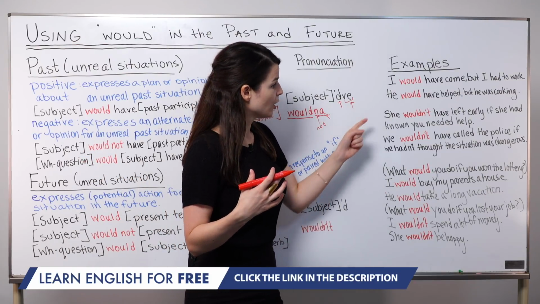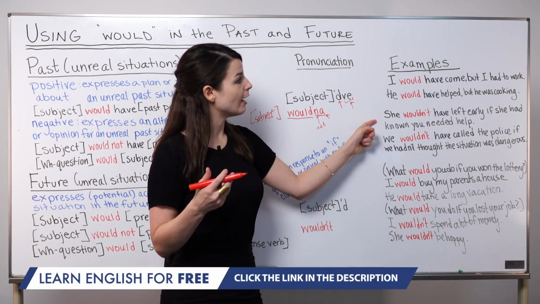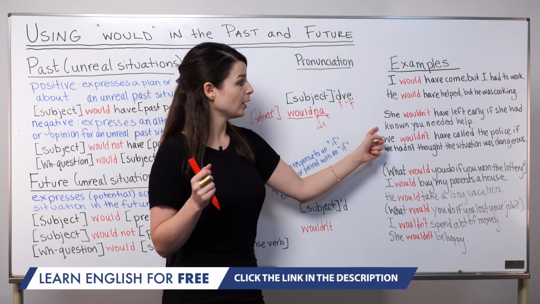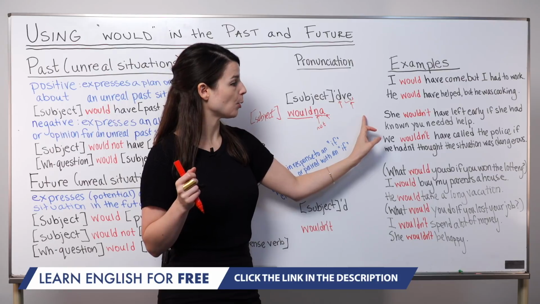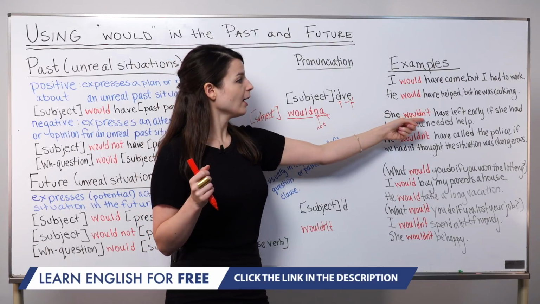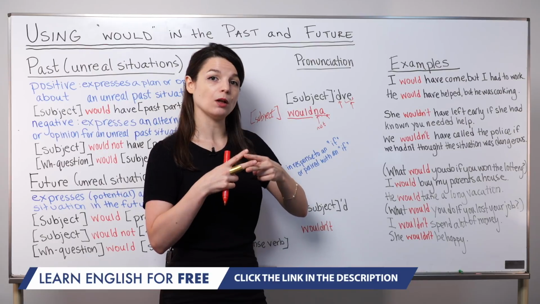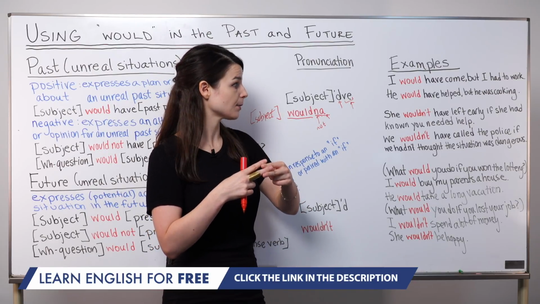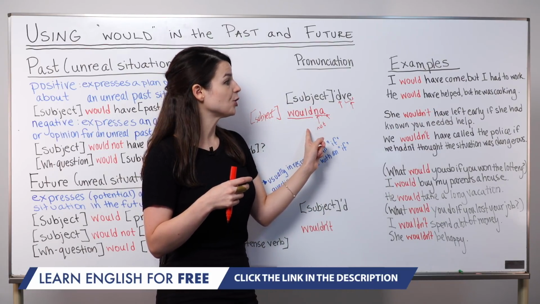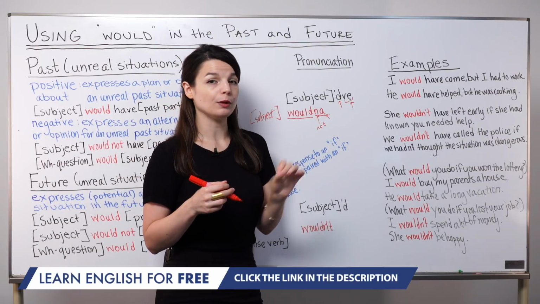Let's continue on to a couple of negative examples now. First, she wouldn't have left early if she had known you needed help. So here we have our subject, she, and then I have here wouldn't. So I reduced would not together. You might see this as well: wouldn't. This is would and not. Wouldn't have. To make it even more natural, we would say she wouldn't have left early if she had known you needed help.